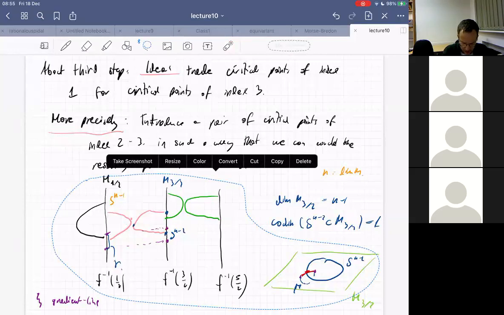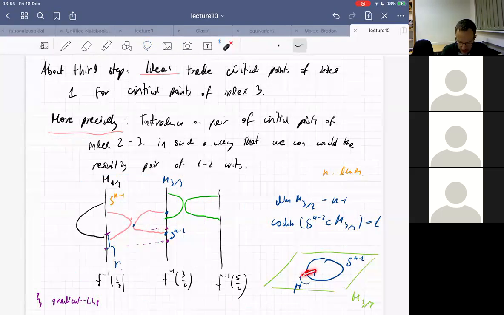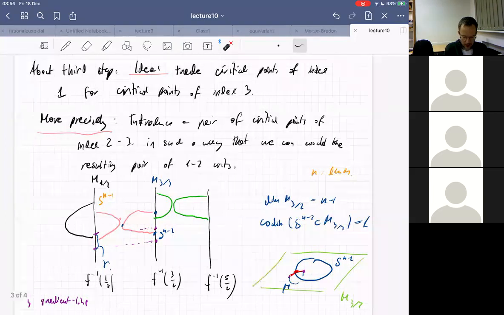Can you please repeat why we have the circle that intersects Sn minus one in precisely one point? Oh, because we start with this red arc. We take the endpoints, and this red arc intersects this Sn minus one in precisely one point. Ah, okay. And then we cap it by the part from here that closes the arc from the other side. Okay, thanks.